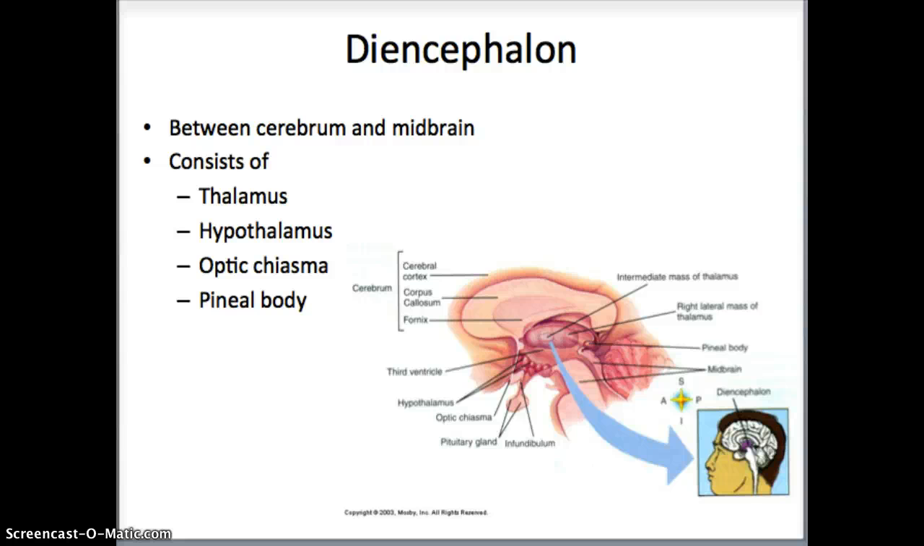Between the hemispheres of the cerebrum, so when you do a sagittal cut between the hemispheres, you can see the diencephalon. The diencephalon consists of the thalamus, the hypothalamus, the optic chiasma, and the pineal body. It also has portions of the pituitary gland and other glands there as well.